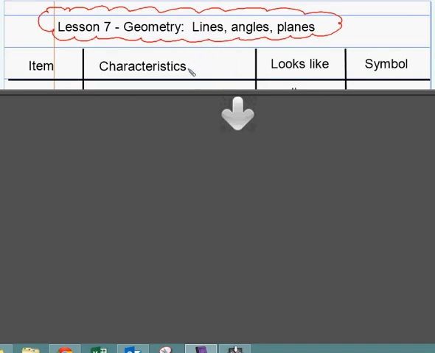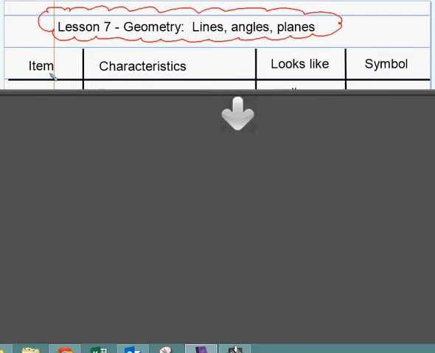Hi class, this is course 2, lesson 7, geometry: lines, angles, and planes. So we're going to learn a lot of vocabulary, and you will refer back to this lesson in your notes a lot. So try to get as much out of this video as you can. Make sure you take good notes, okay?